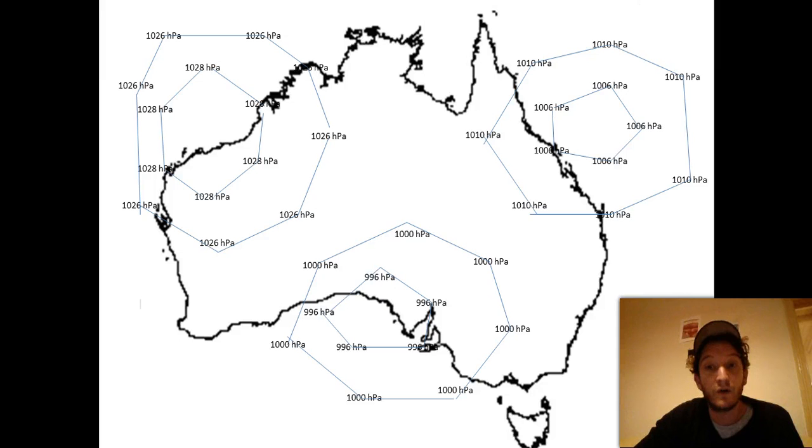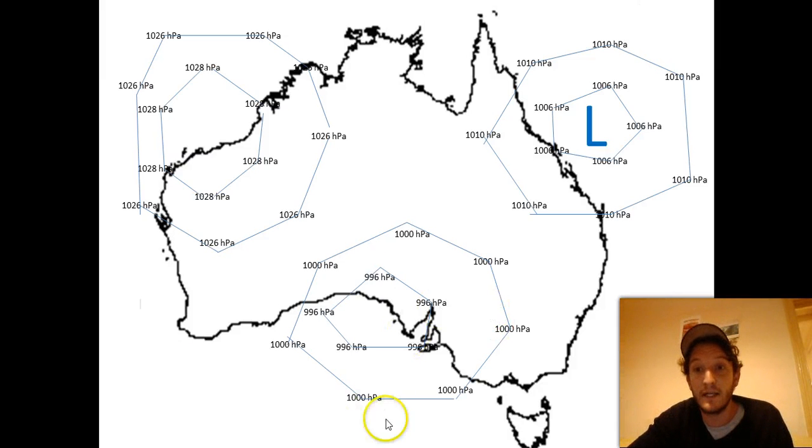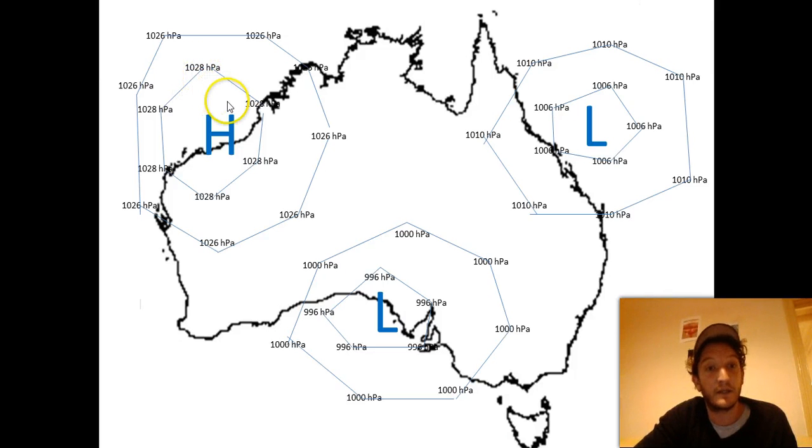Okay, so we mark those onto the map. We make it easier for the reader just by putting in large letters right in the middle. So here we are obviously below 1013, so it's a low pressure system. Our other two systems over here, this is up to 1028, that's a high pressure. Over here it goes right down to 996, that's a low pressure system.